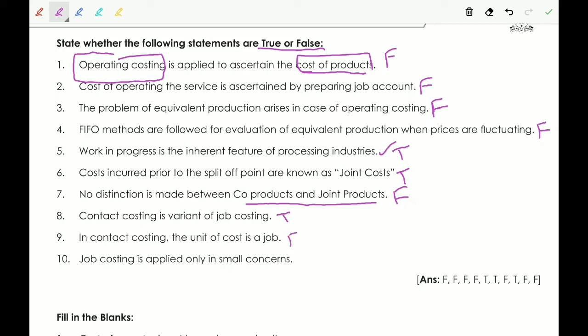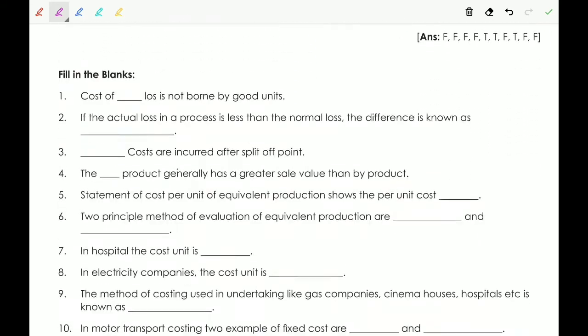No, false. Next, 10th one, job costing is applied only in small concerns. No, we already discussed at the introduction. Three types of firms, three types of concerns, we applied. So it's a false statement. If you listened to the introduction class, we can all answer this.